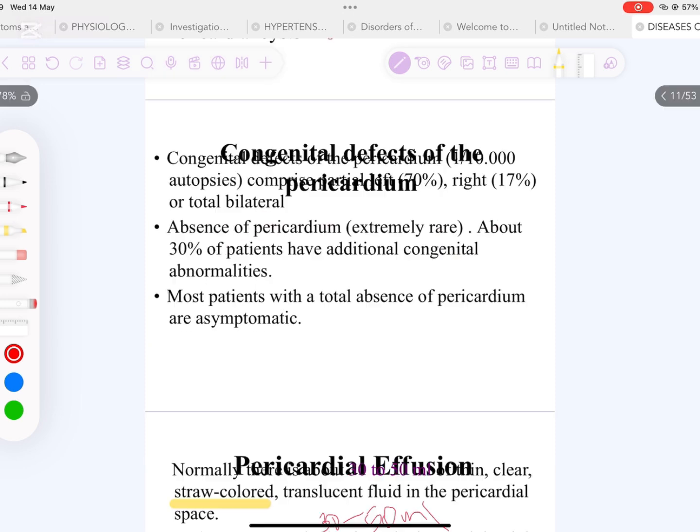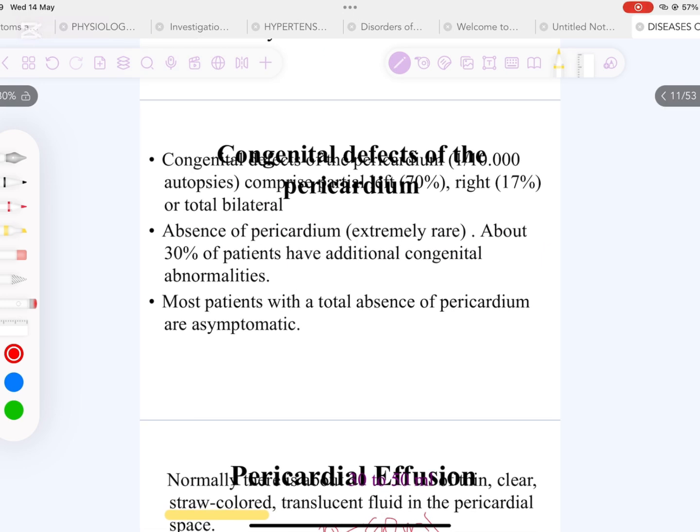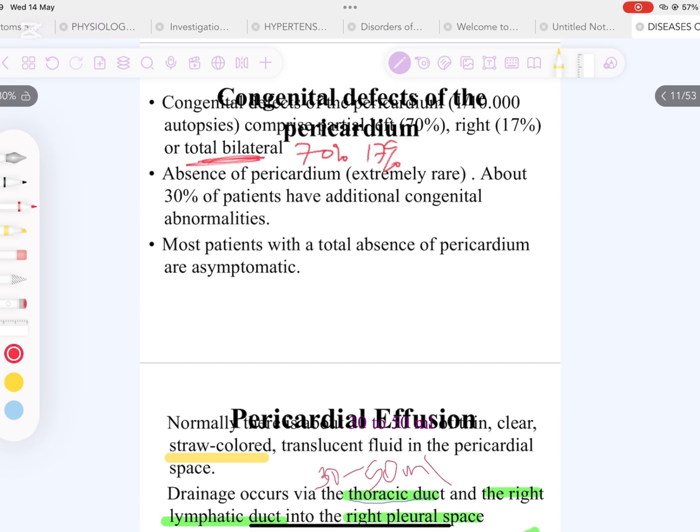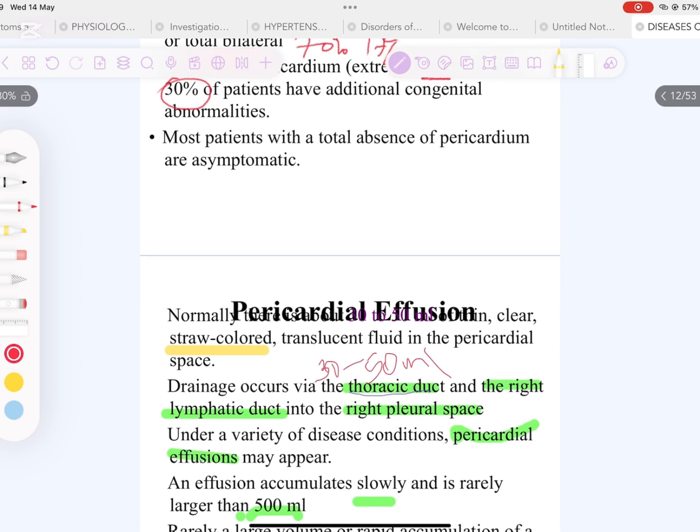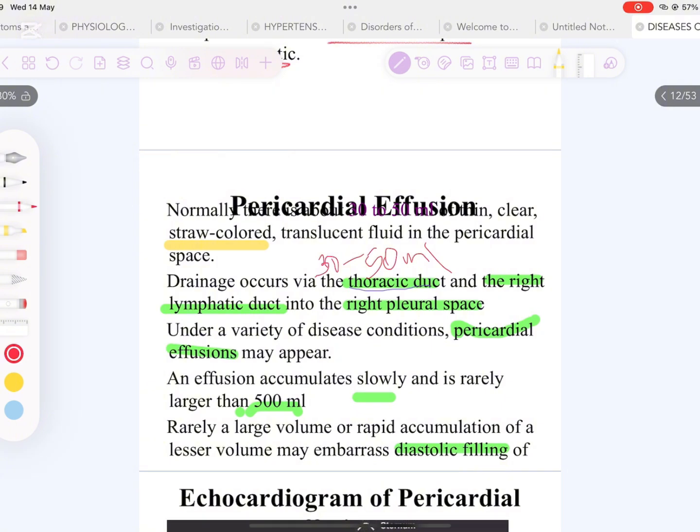So for the congenital now, it's either left, which comprises 70%, or right 17%, or it can be both of them, so total bilateral. In most autopsies, like 1 in 10,000 autopsies, that is what is written here. It can either be partial left, right, or total bilateral. So we can also have absence of pericardium, but it is extremely rare, only seen in 30% of patients. But most patients that have total absence are usually asymptomatic. They will not even present with anything.